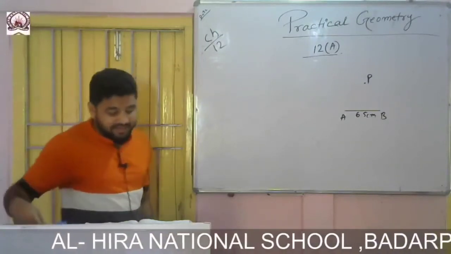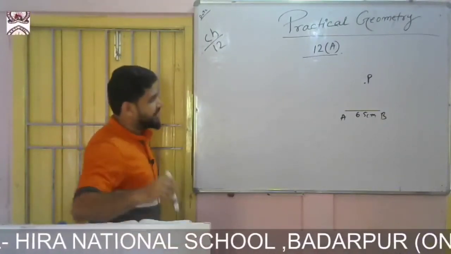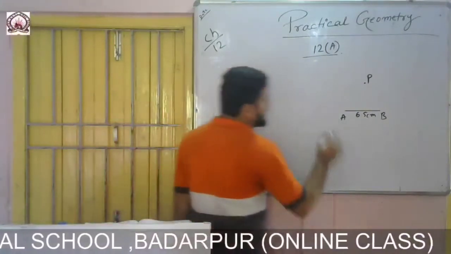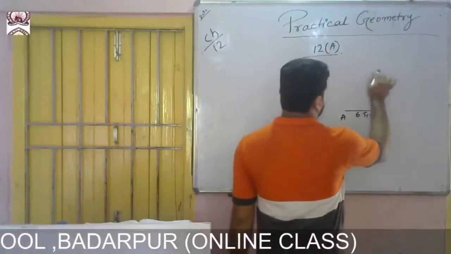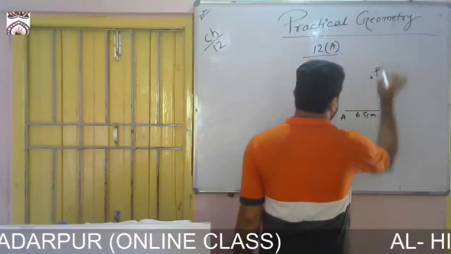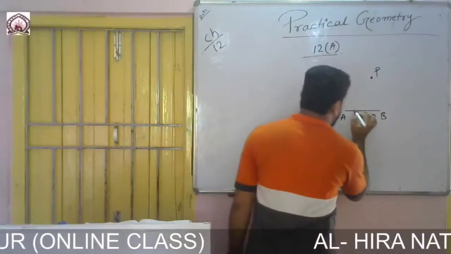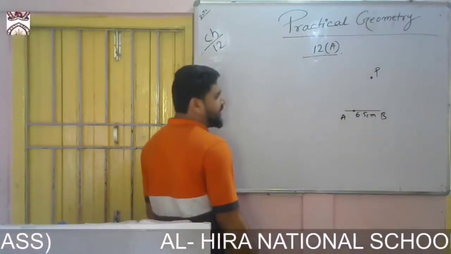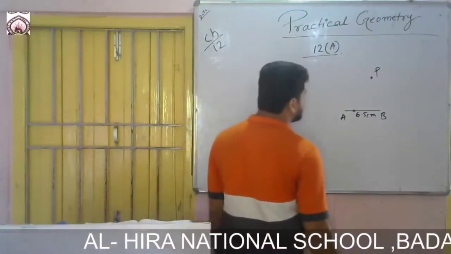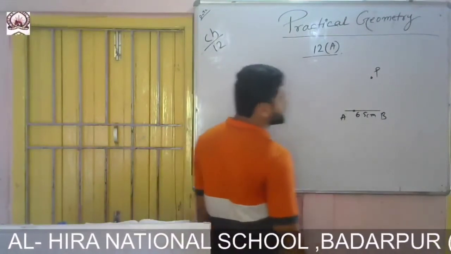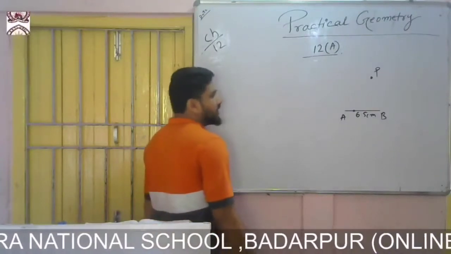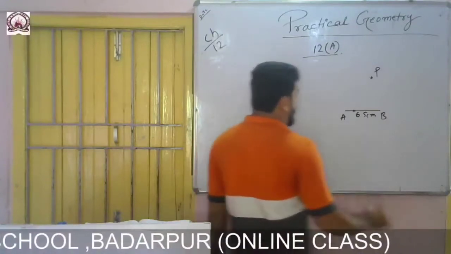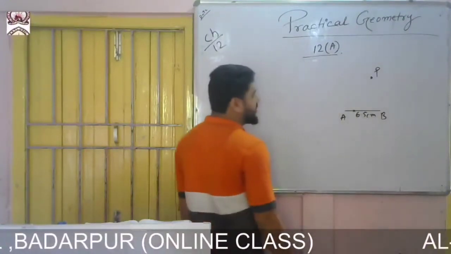Then after that, you take any point. Take a point P here. Take any point on the line AB. So I took a point on the line AB.